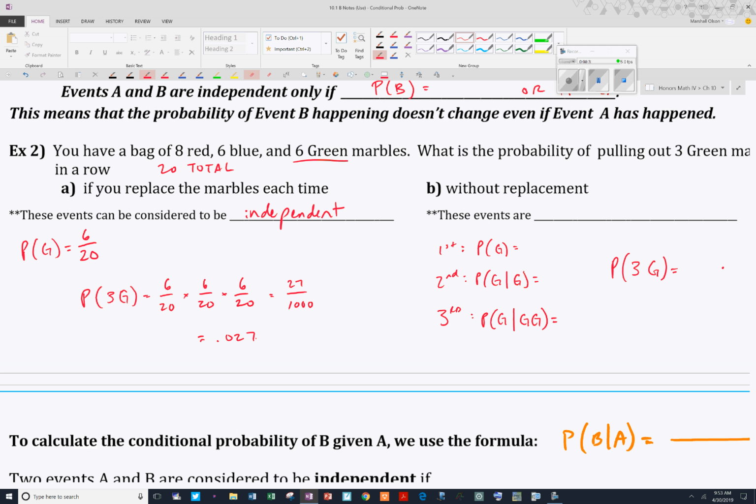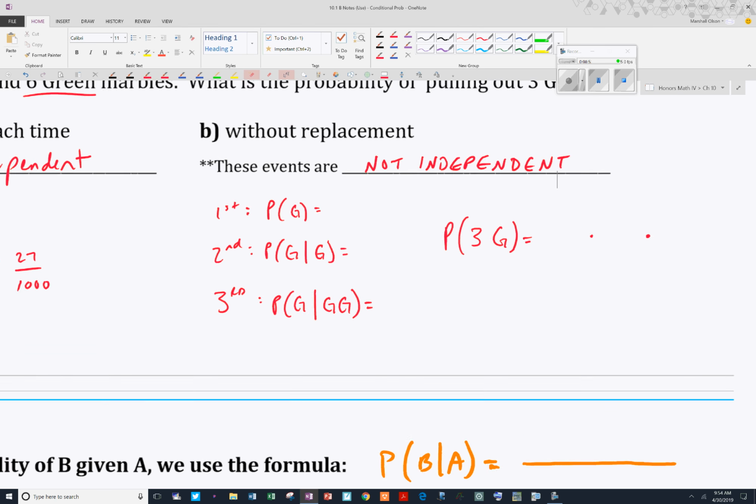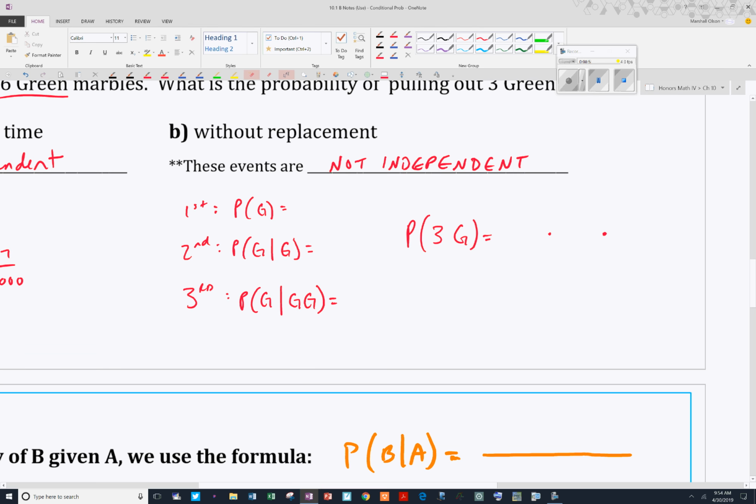Now, this is where things get interesting. Without replacement, these events are not independent. Now, it does depend what happens prior. So then I kind of broke it down like this. The first probability we're interested in is the probability of just getting a green marble on the first pull, which we said is 6/20, right? Probability of getting a green marble is 6/20. Or if you want to call it 0.3, that's fine.